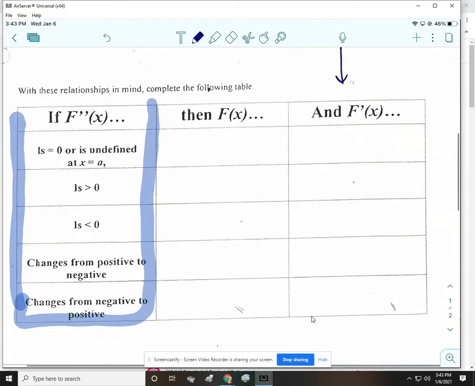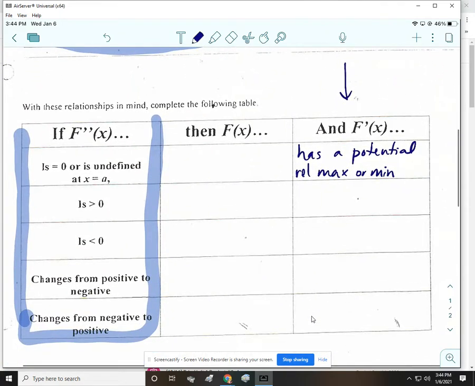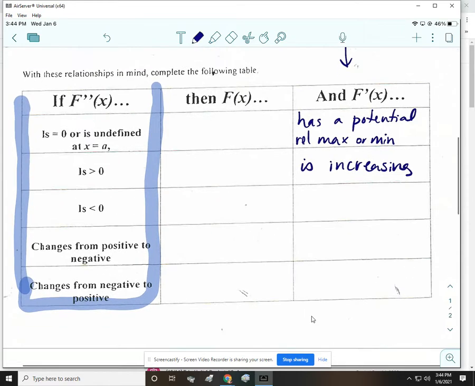So if the second derivative is undefined or 0 at x equals a, then f prime of x has a potential relative max or min there at x equals a, just like what we said there, right? If f double prime of x is greater than 0, then f prime of x is increasing, just like we already wrote with the other relationship, right? If the second derivative is negative, the first derivative is decreasing.